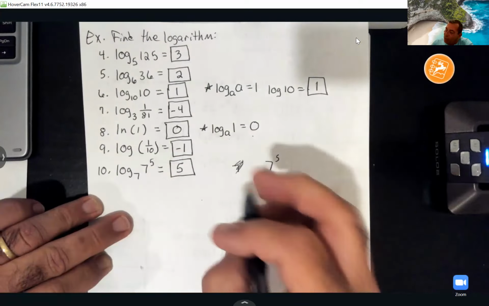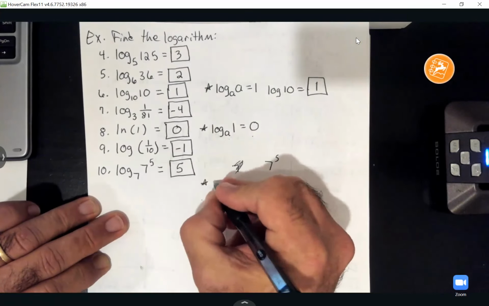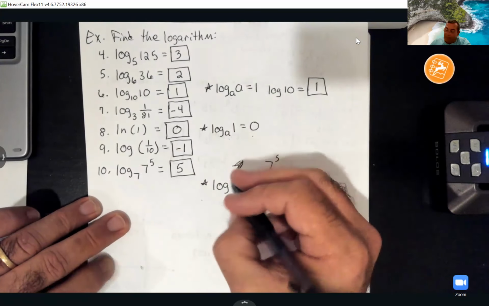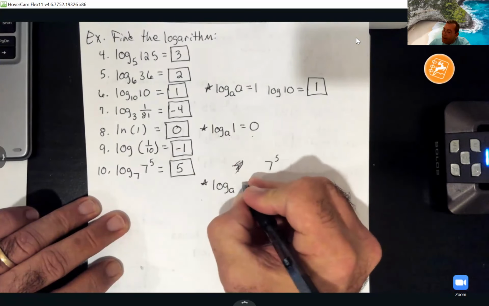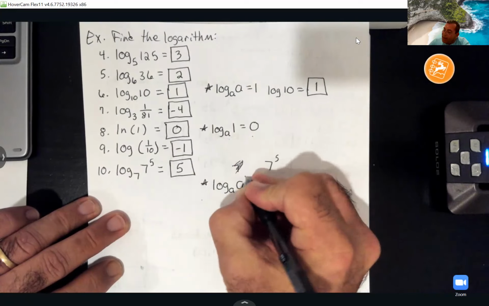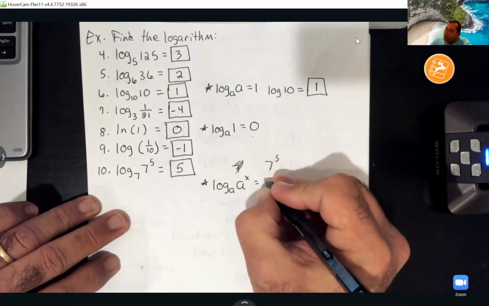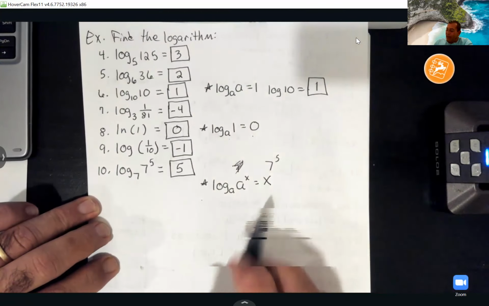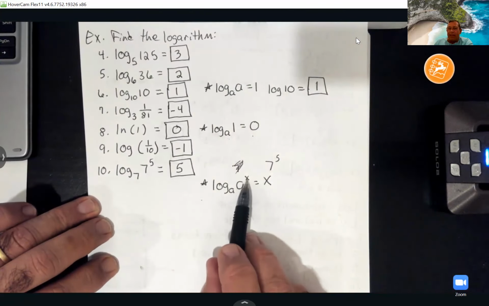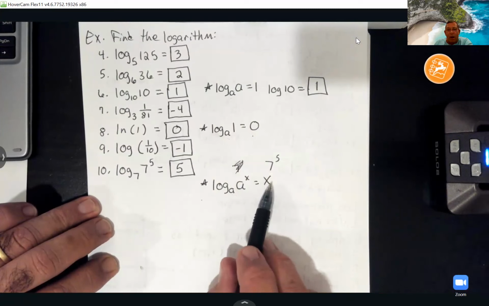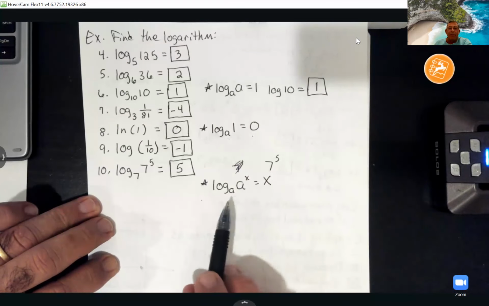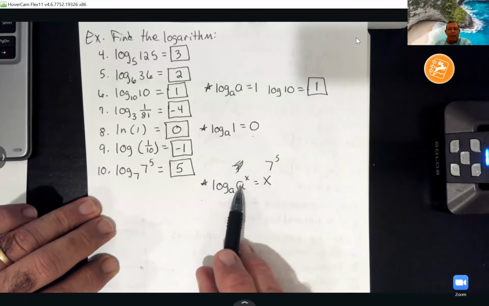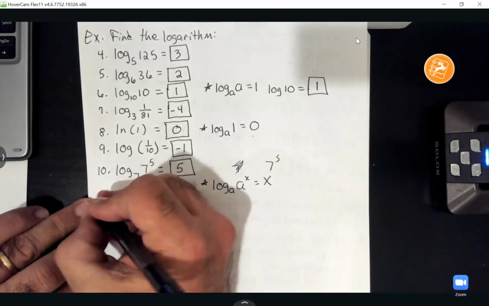So look at this property based on that. Log base a of a to the x will always equal x. If you have a base raised to an exponent, the answer is always going to be that exponent. Because guess what? a to the x equals a to the x, right?